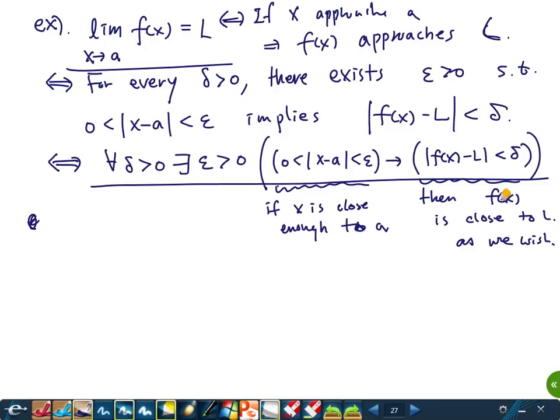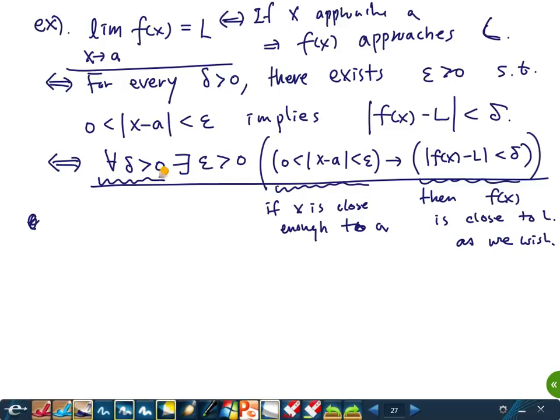Basically, the idea is this. You want this limit to be L. That means f of x is very, very close to L if x is close to a. That's basically the idea. But we want to make this a precise definition using epsilon delta. That is how we do this. But the thing is, this is chosen arbitrarily.